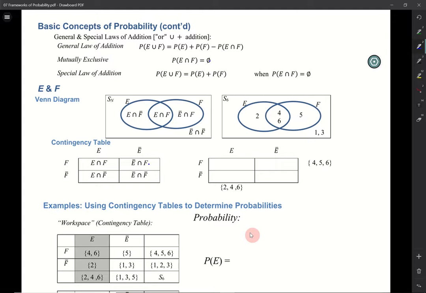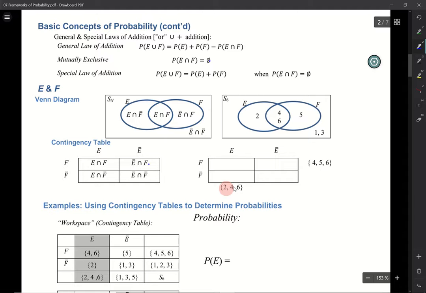You start in the top left corner. The top left corner is the intersection, right? Because you want to have what's in E, and what's in F, but how do you know what goes in here? So you should start with the intersection. When you want to draw the Venn diagram, you start with the intersection. You should figure out what the intersection is. And when you want to fill in the contingency table, you should start in the top left corner. You should start in the intersection.